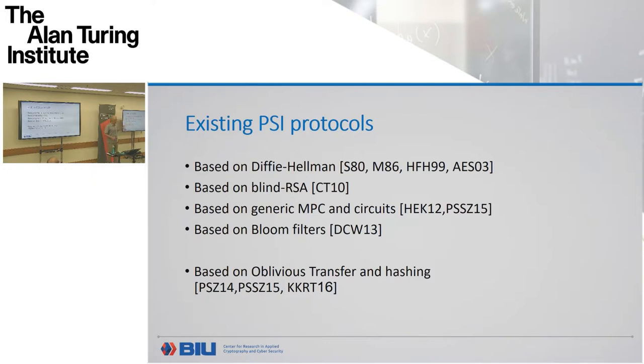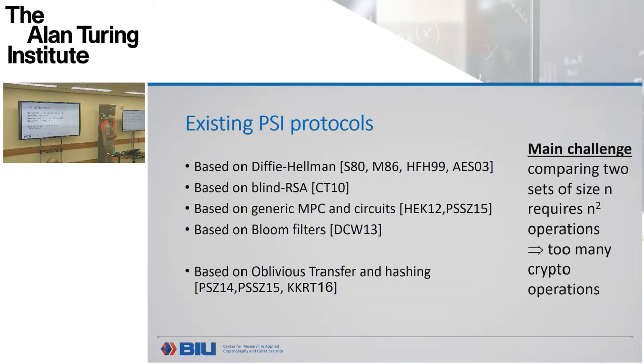I'll describe it in short. Those who don't know what Diffie-Hellman, RSA, MPC, Bloom filters, and oblivious transfer are, don't worry. I'll tell you everything you need to know. And the main issue is that comparing two sets requires, in general, n-square comparisons. And doing n-square is too complicated. And these items come from a big universe, so you cannot do any tricks. And we want to reduce the number of comparisons.